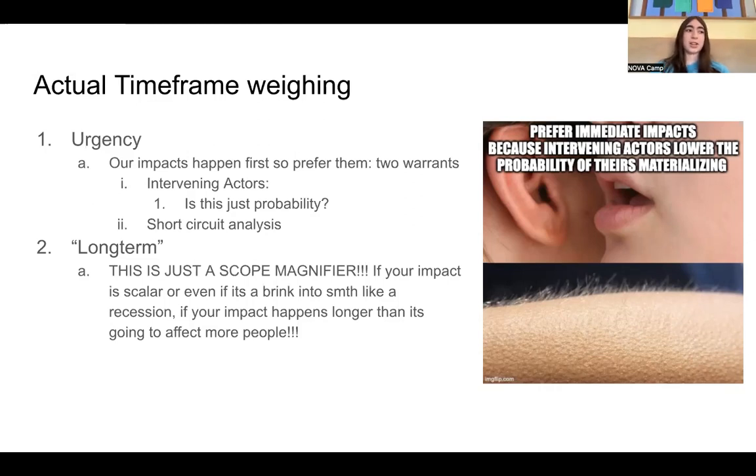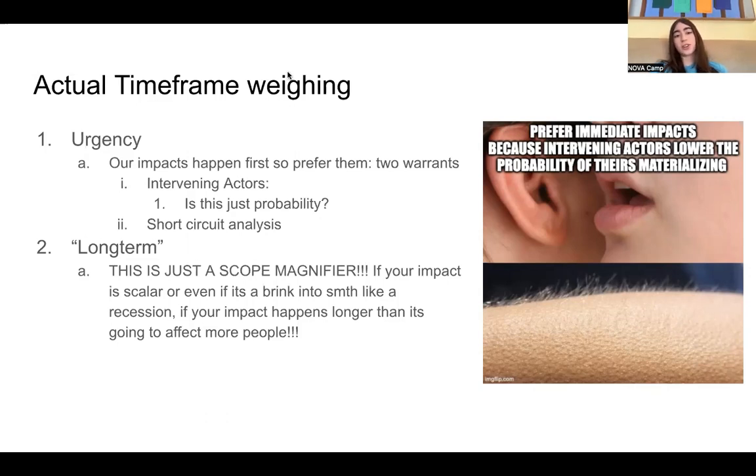One is you can just state that because yours happens sooner, for the warrant of intervening actors, you should prefer yours. Or you can say, our impacts happen sooner, so prefer ours because their impacts have X, Y, and Z that can happen. You can actually give a thought out warrant of what X, Y, and Z is and how that would be a probable intervening actor. So I think that's the better way to do it. But if you don't have that, you can still do the classic, what if something were to happen in that time that they have. I just don't think that's as strong.